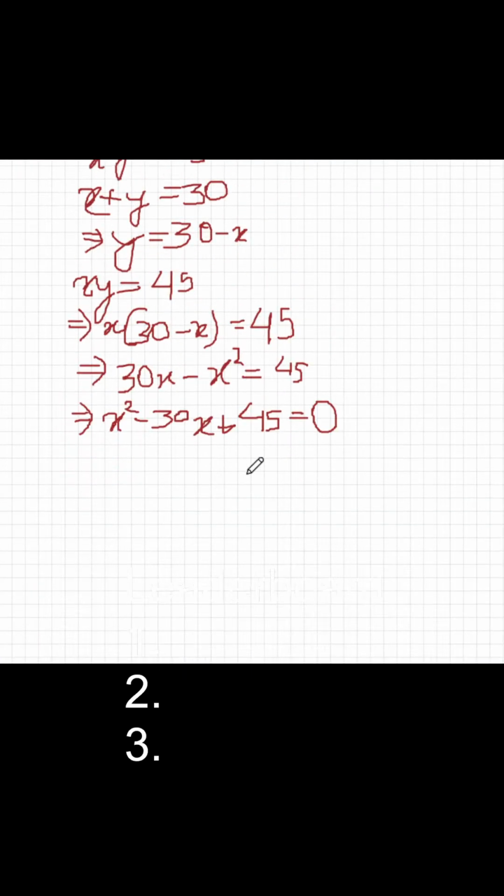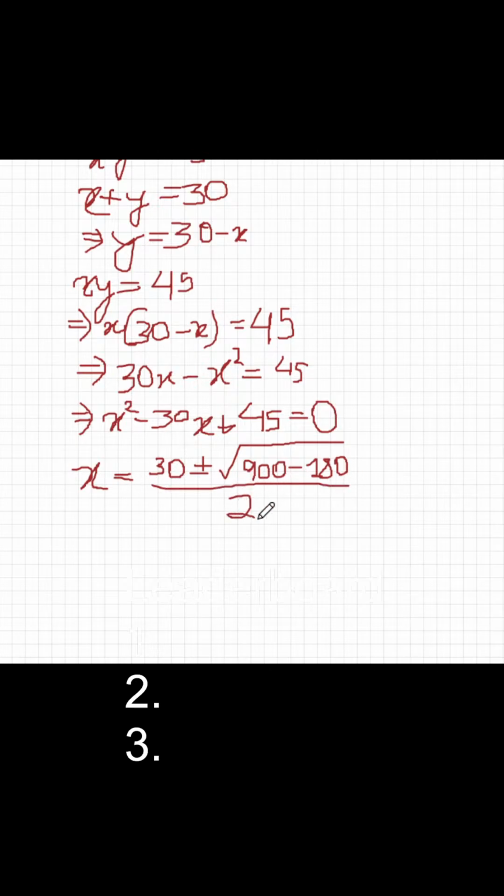So then what we can do is apply the quadratic formula and find the solutions for x. So x is equal to minus b plus minus root over b square minus 4ac. So b is minus 30, so minus b will be 30. 30 plus minus root over b square, which is 30 square, that will be 900, minus 4ac. So 4 into 45 into 1, that will be 180, divided by 2a, so that will be 2 into 1, that is 2.